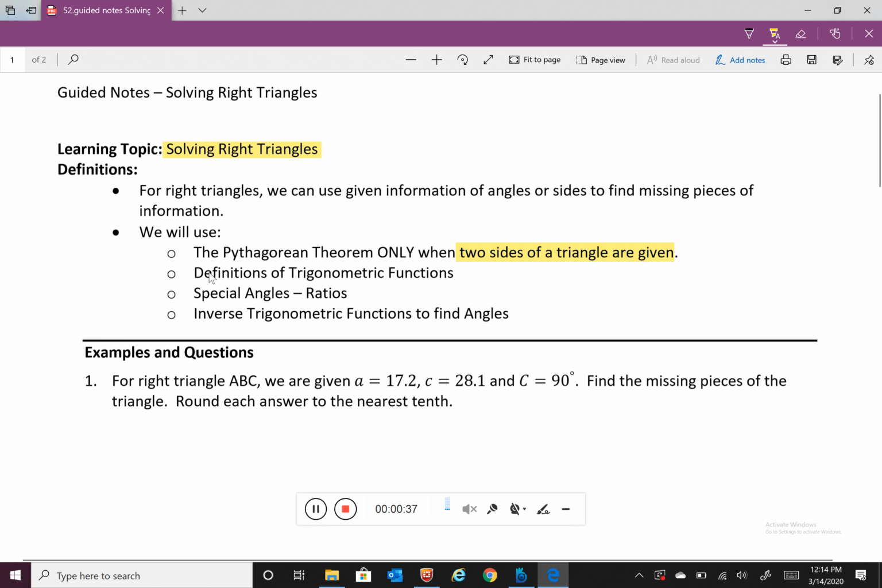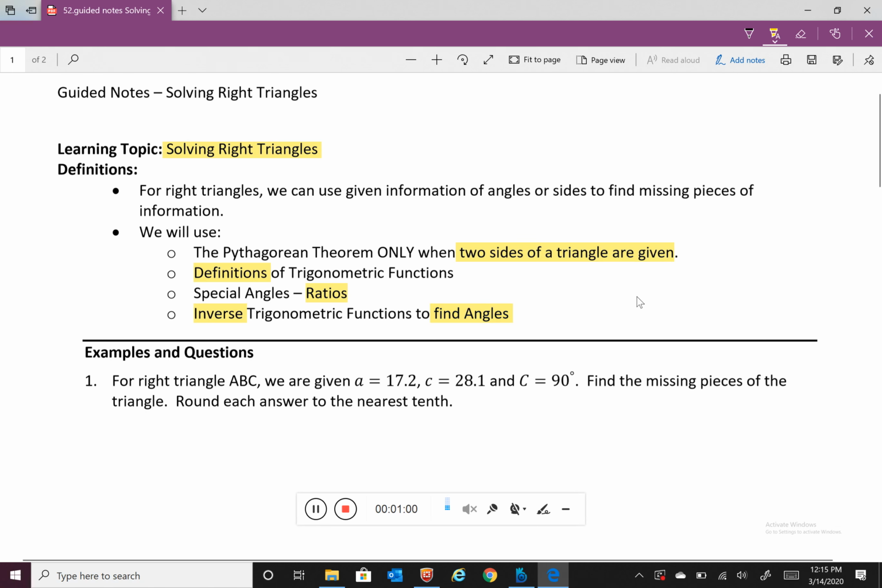We can also use the definitions of our trigonometric functions. We can also use special angles because special angles have special ratios. And then finally, we can use inverse trigonometric functions. And remember, inverse trigonometric functions are used when we're trying to find angles, not sides.